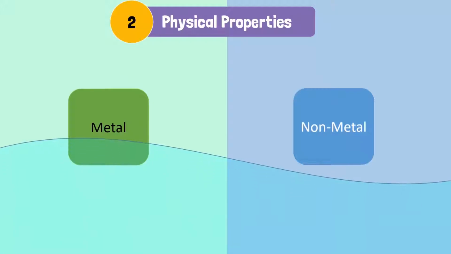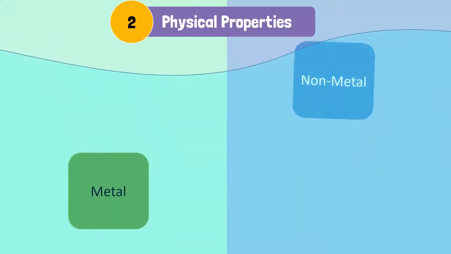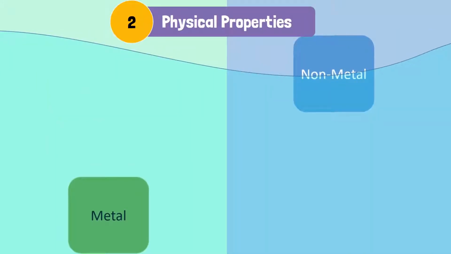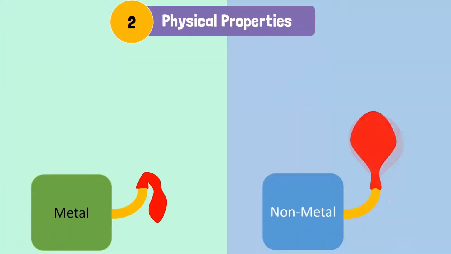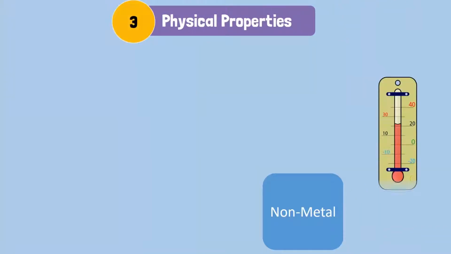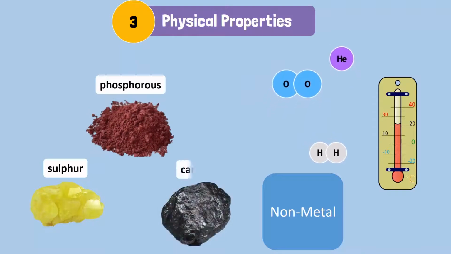Another difference is that metals don't float in water generally, but non-metals do. This is because most metals are heavier than water, while most non-metals are lighter. This is why we fill balloons with non-metals rather than metals. Also because most non-metals are gases at room temperature like helium, hydrogen, oxygen. Few non-metals are solids like sulfur, phosphorus, and carbon.